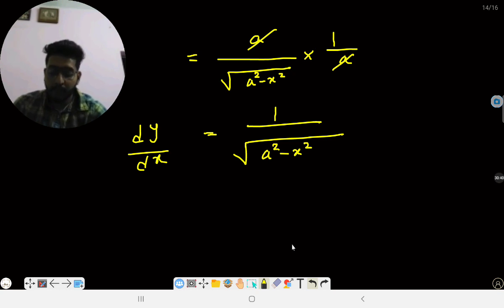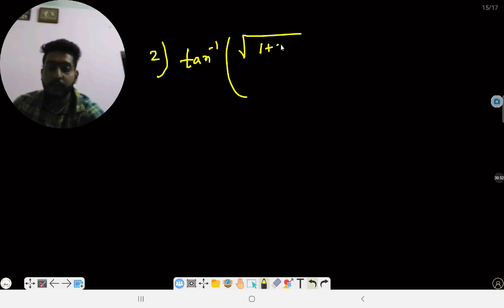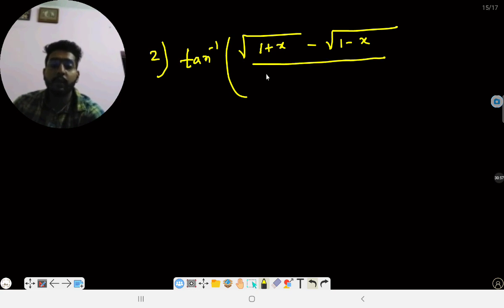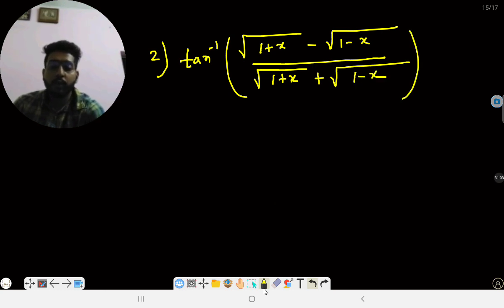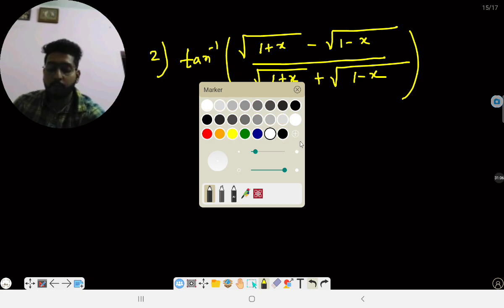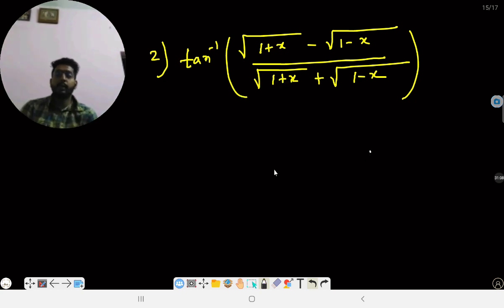Okay, now next one is question number 2: tan inverse of root under of 1 plus x minus root under of 1 minus x divided by root under of 1 plus x plus root under of 1 minus x. Now how to solve this one? For solving this one, again you can see root under of 1 plus x minus root under of 1 minus x divided by root under of 1 plus x plus root under of 1 minus x.